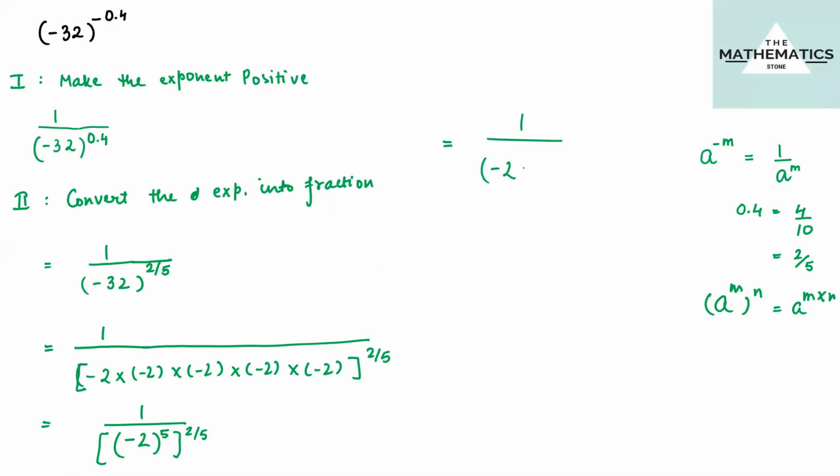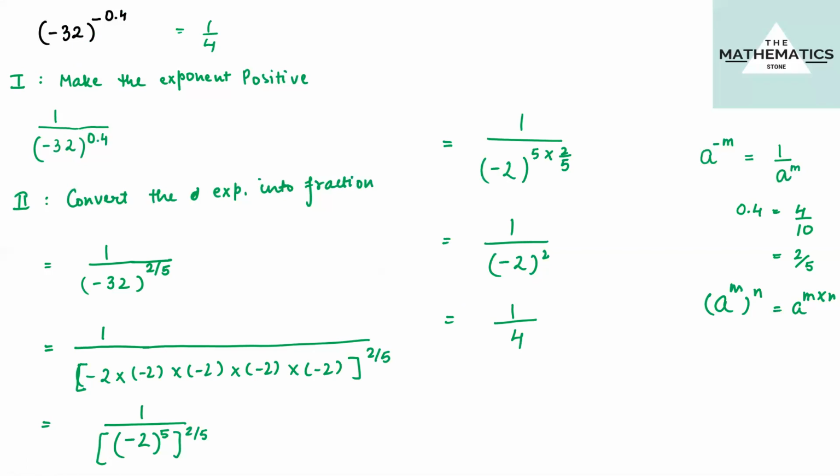So negative 2 raised to 5 times 2 over 5. So it's 5 times 2 is 10, and 10 over 5 is nothing but 2. So that is 1 over negative 2 raised to 2. What is negative 2 raised to 2? It's 4. So 1 over 4 is your answer for this term. So this topic covered numbers raised to negative rational exponents.